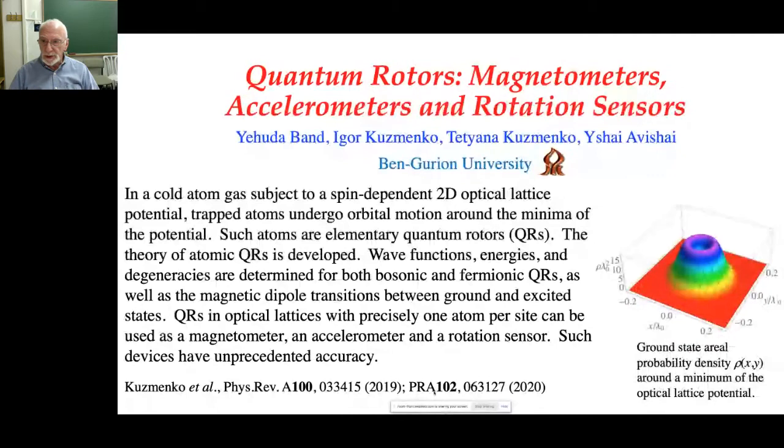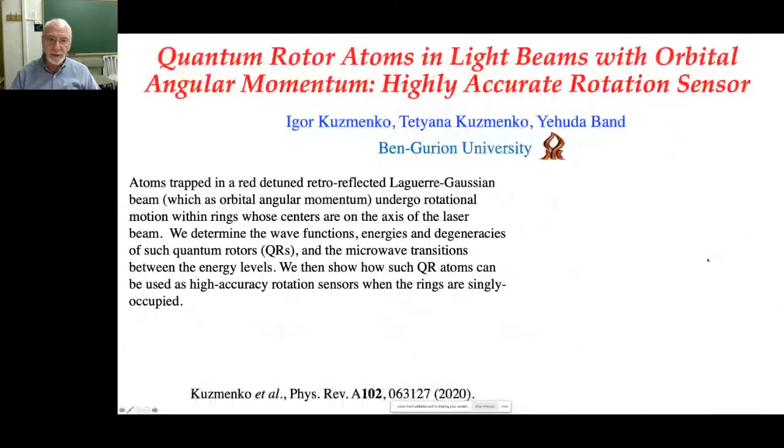Let me just show you the density of the quantum rotor wave function, that is, the atom has a density as a function of position, shown over here. There are some atoms that are going around one way and other atoms that are going around the other way, and these states are degenerate.